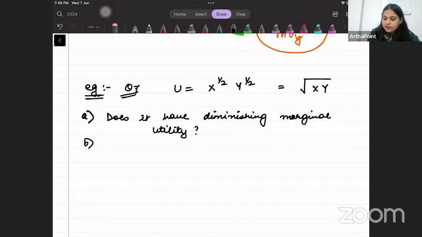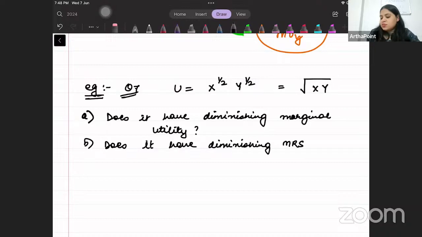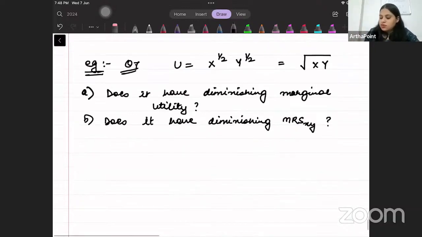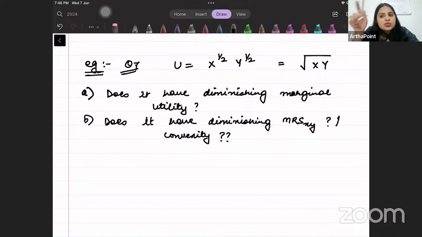Does it have diminishing MRS? Two very different things. Or here we can simply say, does it follow convexity? That is what we need to check. In both cases, we need to check whether things are diminishing or not.